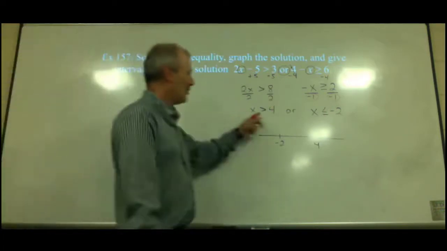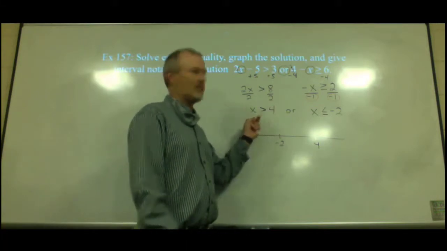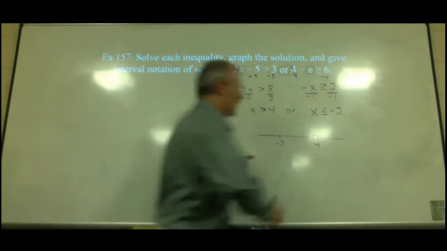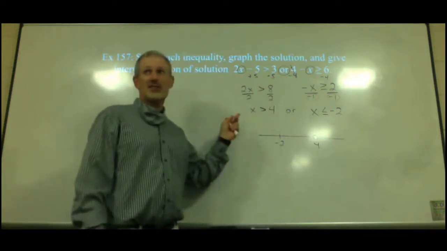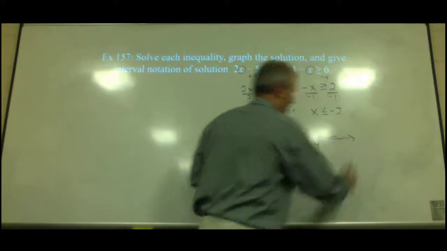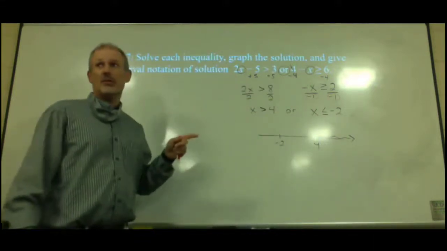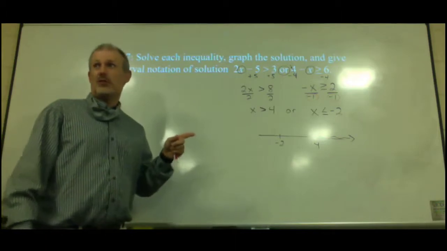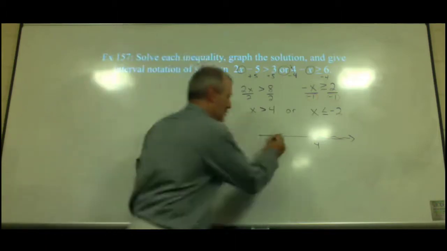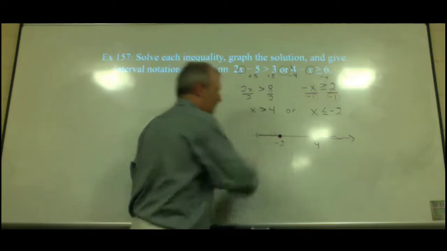So let's do the 4. x is greater than 4. What type of circle goes on the 4? Open circle, yep. And then which direction does this go from the 4? To the right. Now, what about the boundary circle on the -2? Closed circle, right? And then it's going to go to the left. So closed circle, and it goes to the left.